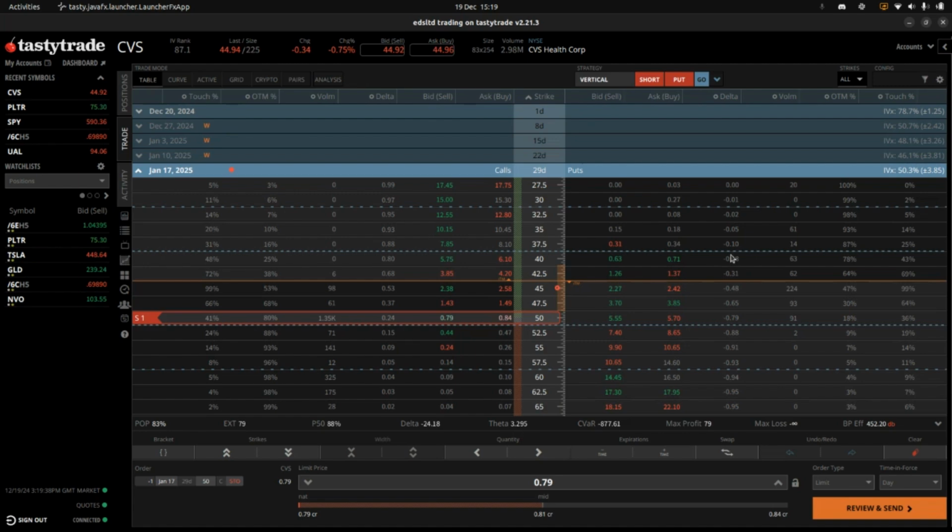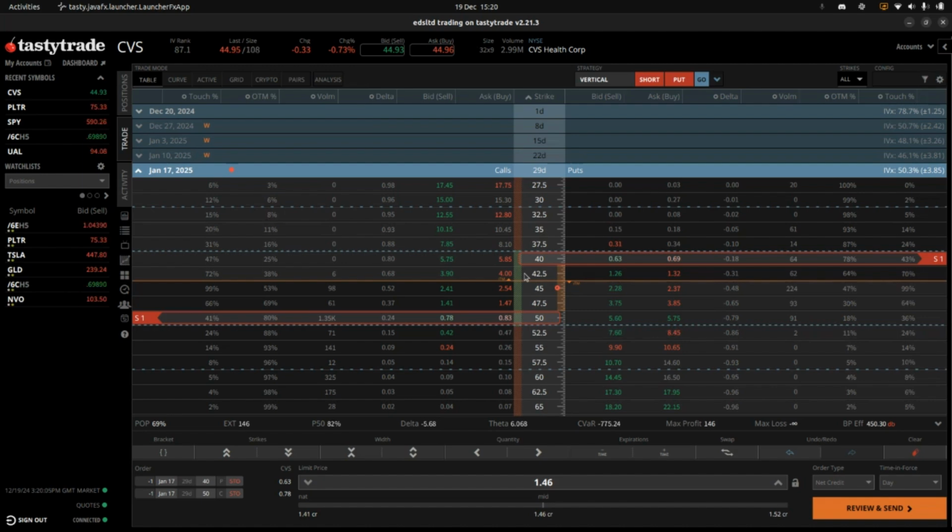The 31 delta is probably a little bit too aggressive for us in this instance, so we're going to go with the 18 delta, which lines up nicely again with the 1 standard deviation level, and also we are outside of the expected move. So this is the trade setup right now, and this green bar here shows us our break-even zone. So as long as price is within this green bar at expiration, we're going to make money.